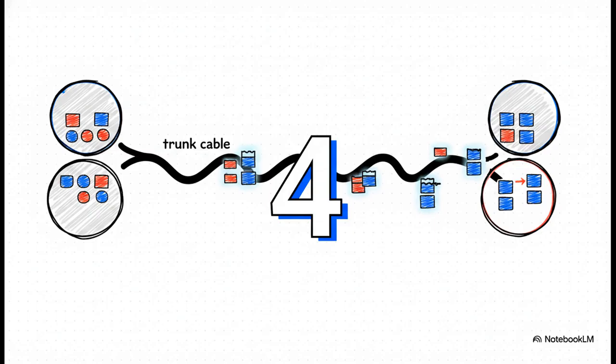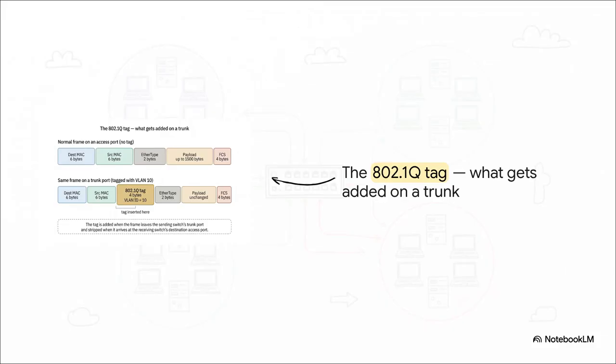That's literally it. When a frame needs to cross that shared trunk cable, the sending switch injects a tiny 4-byte label right into the frame header. This label is known as an 802.1Q tag, and it essentially just holds the VLAN number that the frame belongs to. Let's follow a frame one last time to see the whole process.